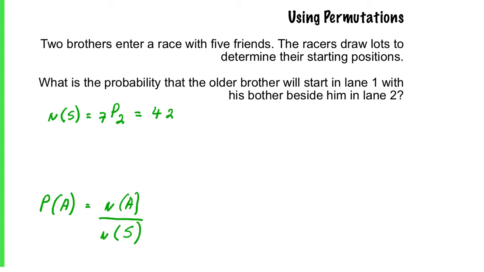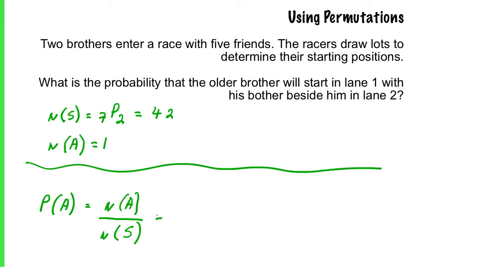The number of times those first 2 positions can be filled. The number of times that the brothers will start side by side with the older first and the younger second would be 1 time. So therefore, the probability of this occurring would be 1 time out of 42. So that's the probability. If you wanted to convert that to odds, that would be 1 against 41.